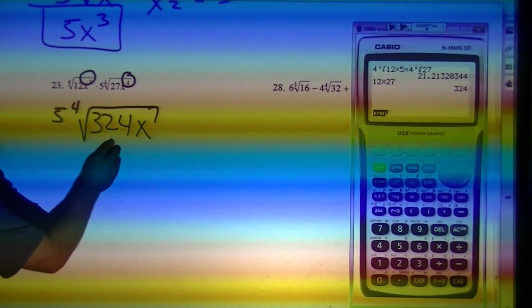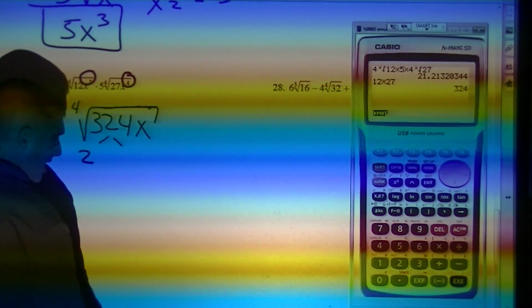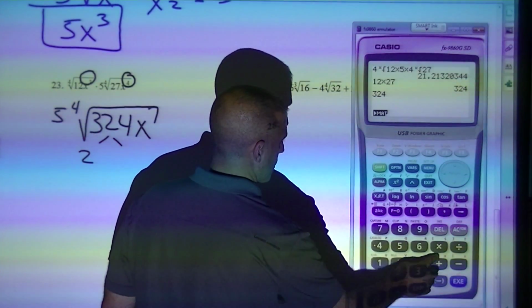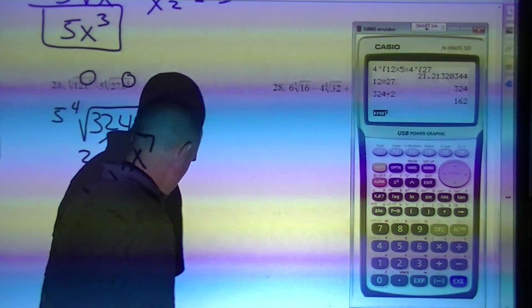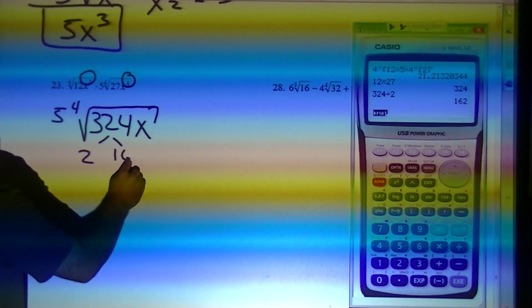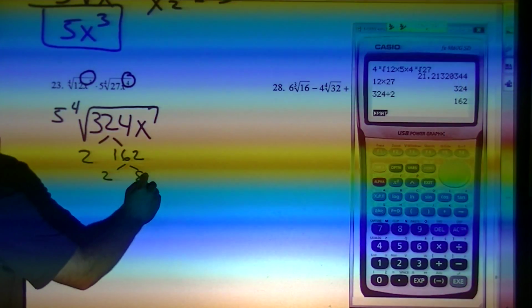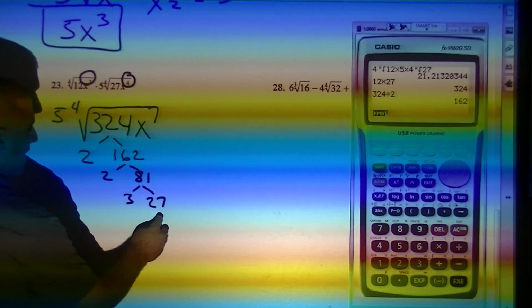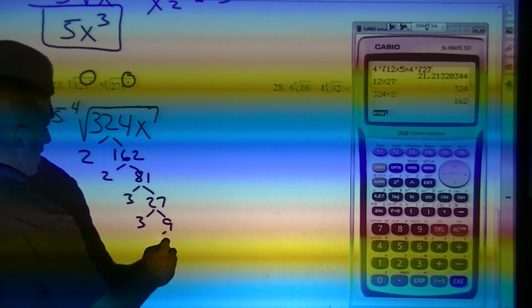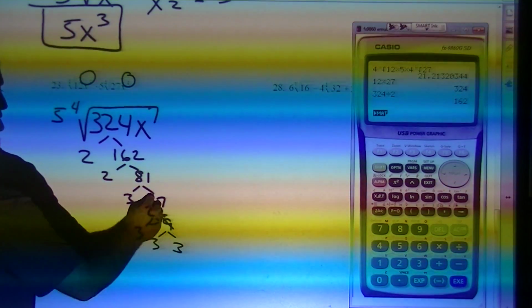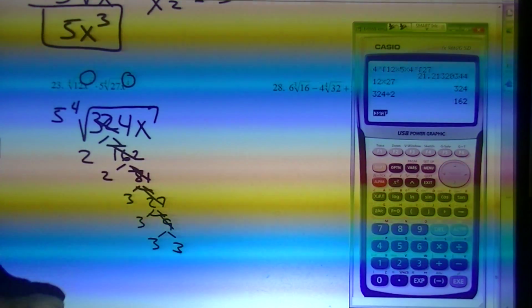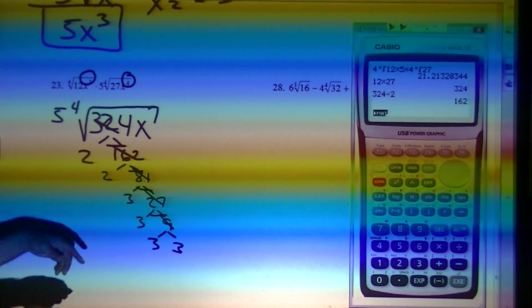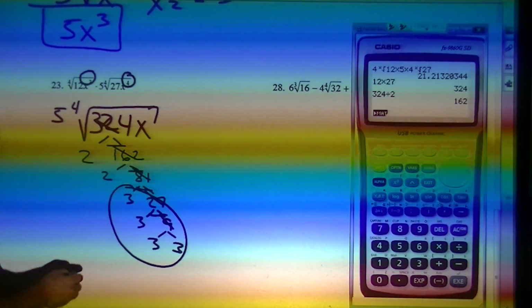Okay, so I break this down. This would be 2, and it's 324 divided by 2. It's a pretty big number. 162. Then it'll be 2 and 81, 3 and 27. You can just check these in your calculator. I'm moving pretty quick. 3 and 9, 3 and 3. You can cross off all these, since I'm looking for a group of 4. So here's my group of 4.